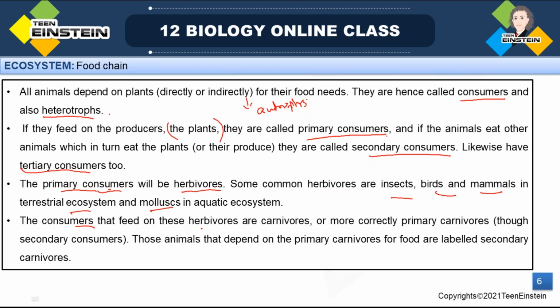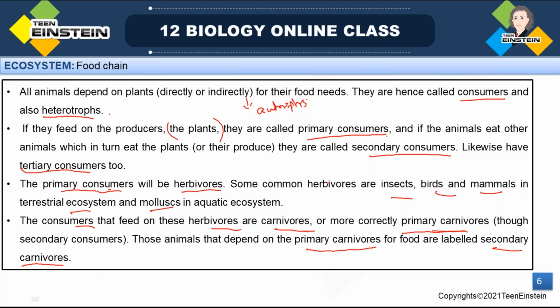consumers that feed on these herbivores are called carnivores. Okay, these are primary carnivores. Exactly, we can say primary carnivores. Then animals which depend upon the primary carnivores are called secondary carnivores. Okay, first primary, then secondary.